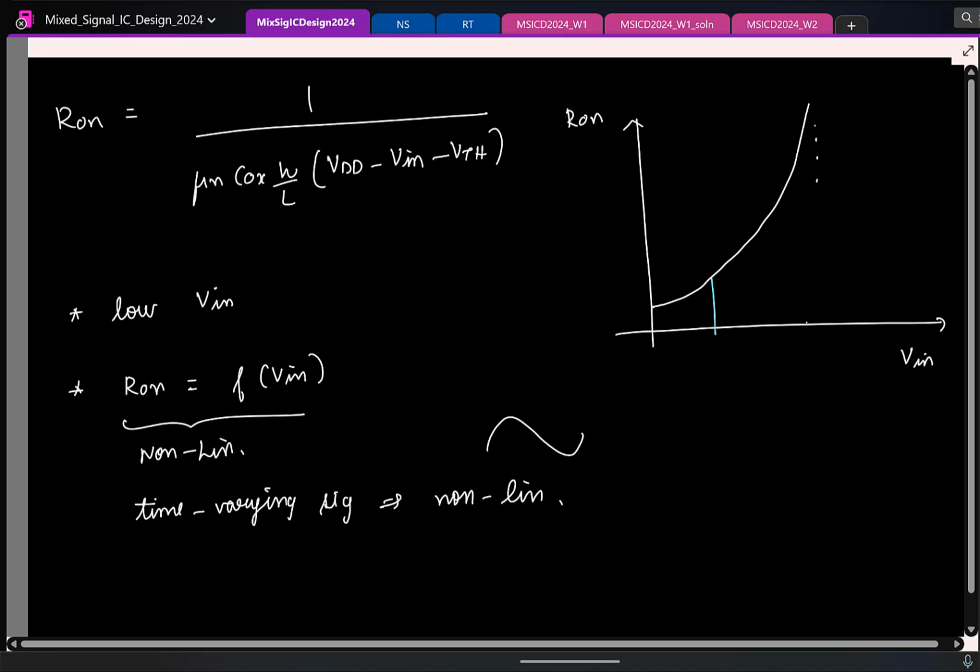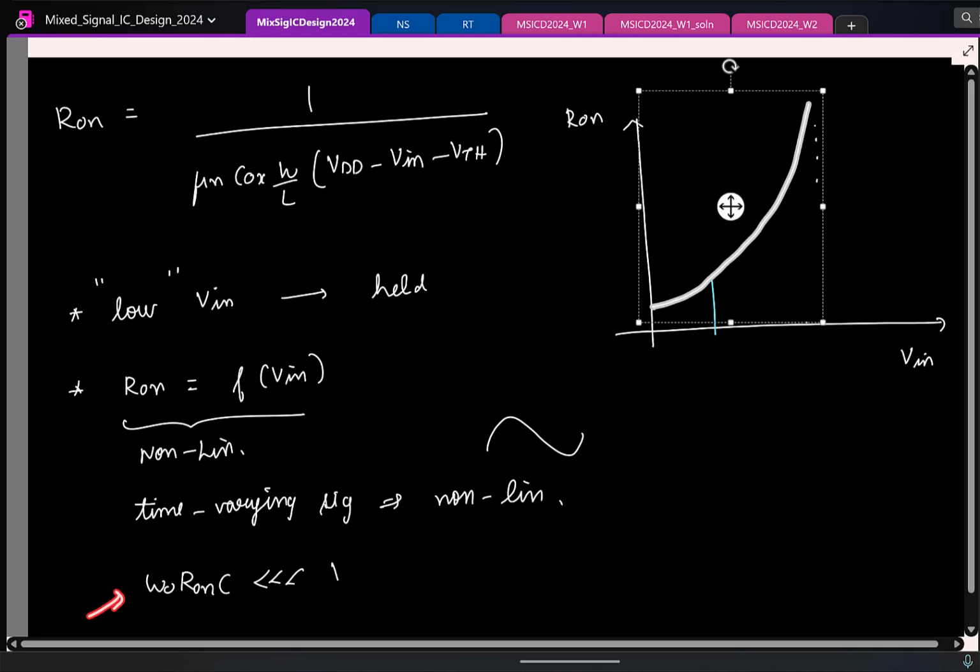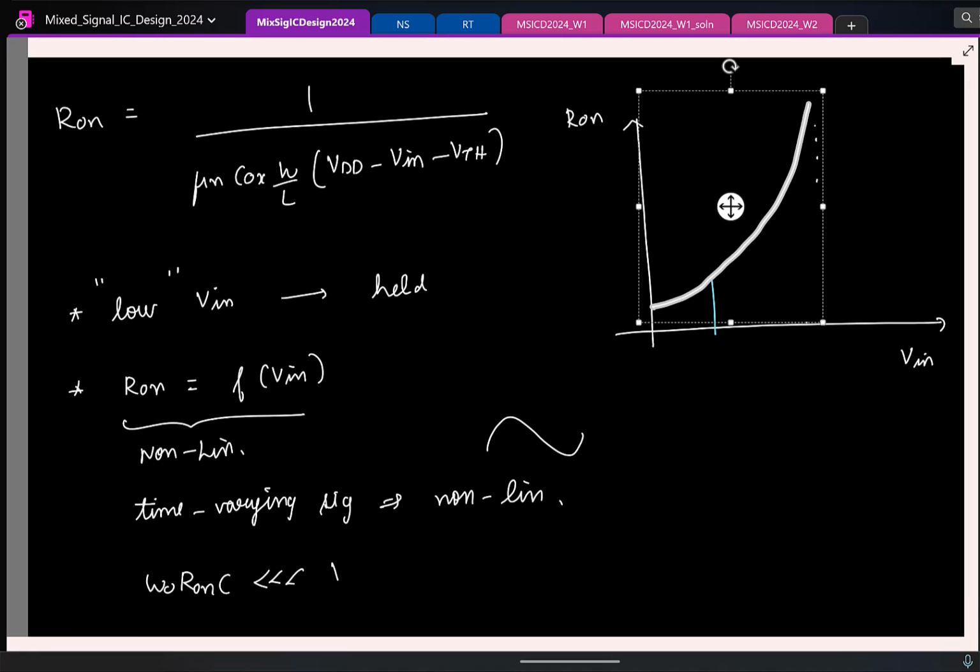Okay. So the conclusion is, if you have an nMOS, it is a good switch as long as it is a held or a constant signal, but for a lower range of input. How low is it? That is for you to decide. But even if the input is low, if it is time varying, only if you can guarantee this omega naught R on C is much smaller than 1. If you can't ensure this, then you will have non-linearity at the output. Okay. So I'll stop here and we'll resume later.